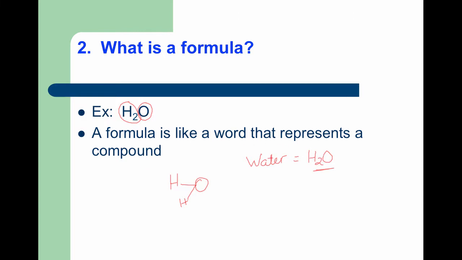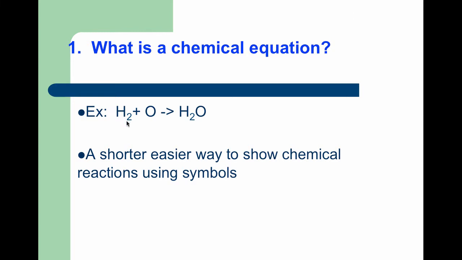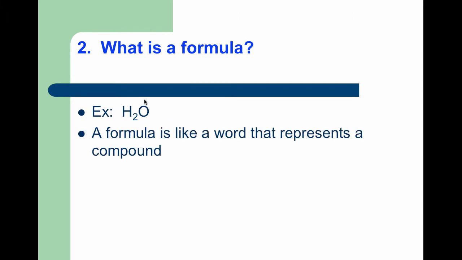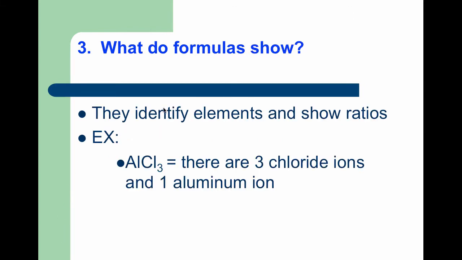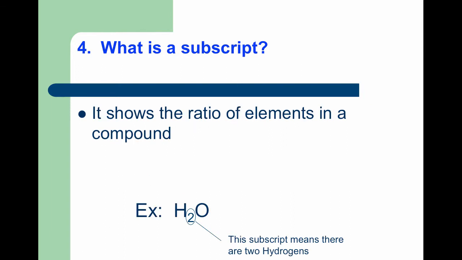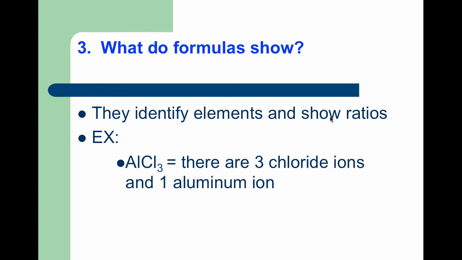Now again, the difference: you've got a formula, which is the H2O, and you've got an equation, which is formulas, a plus sign, and a yield sign. So an equation is like an equation in math, and a formula is just like one word. So what do they show? A formula is going to show what elements are being used, and it's going to show how many of each element, the ratio.